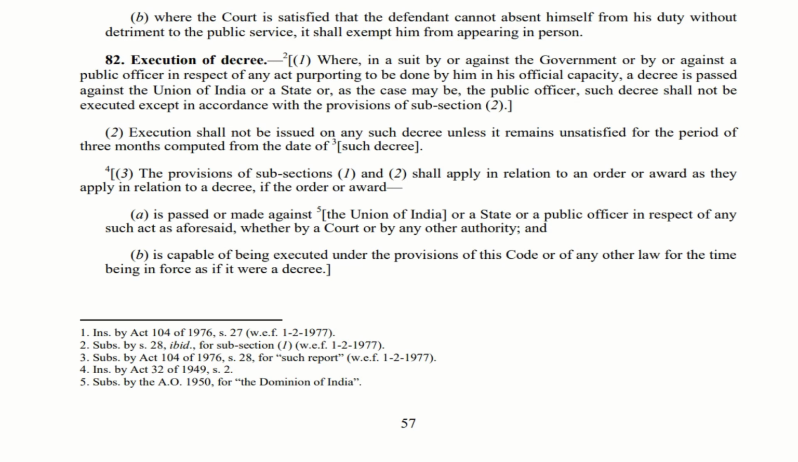The second point is that that particular order or award should be capable of being executed under the provisions of the Civil Procedure Code or any other law which is in force at that particular time, as if it were a decree. So these two are the important points under subsection 3.